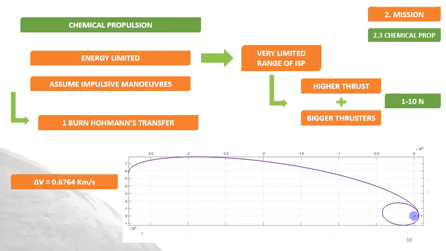The other option is to use chemical propulsion. In this case, the specific impulse is very limited, and the size of the system is larger. The thrust range considered is 1 to 10 newtons. As a first approach, a simple Hohmann transfer with only one burn has been done. The delta V obtained will be used as baseline for the following calculations. The question now is if this maneuver can be considered as impulsive.